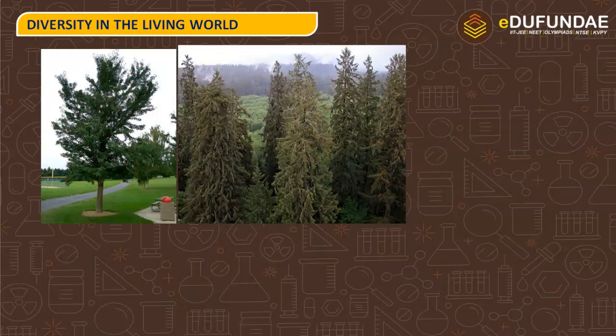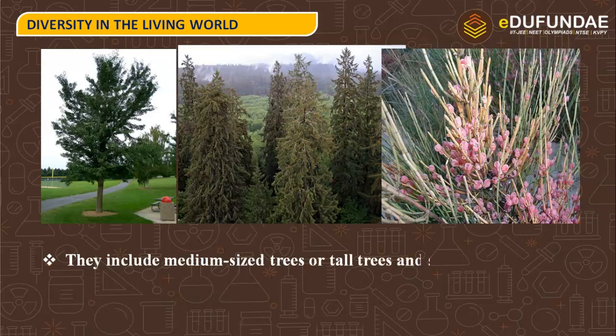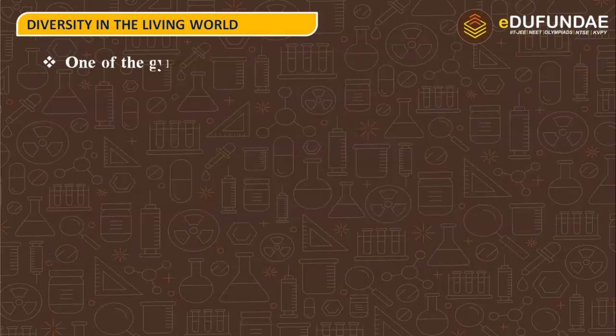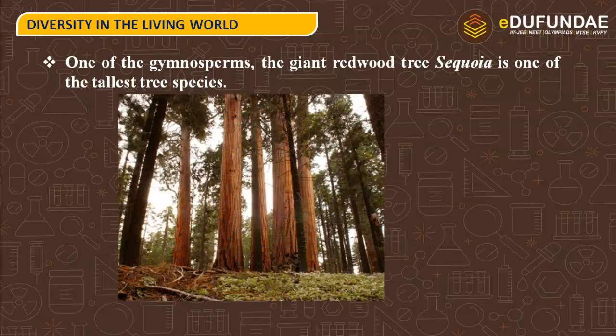These are the various displays of the structures of the gymnosperms. So gymnosperms can be in the form of a normal size tree, it can be very tall in structure, or they can be the shrubs. So here we see the medium sized tree, the tall trees as well as the shrubs. One of the gymnosperms, the giant redwood tree Sequoia, is one of the tallest tree species. So this is the Sequoia tree and it is considered the tallest.